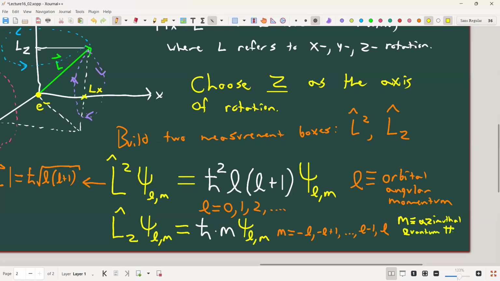Maybe you guys don't know the word azimuth, it's kind of an old term. Azimuth is the term that astronomers and navigators use for the highest point in the sky, straight up. Go 90 degrees up from the horizon, that's the azimuth. So m specifies, if you think about z being the azimuth, the projection of the angular momentum vector onto the top direction, z. And m can only take certain values.